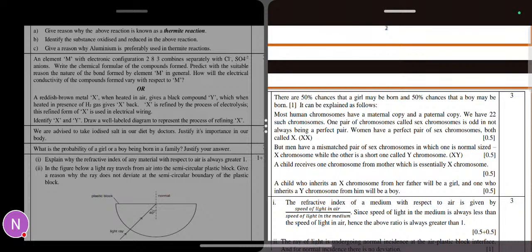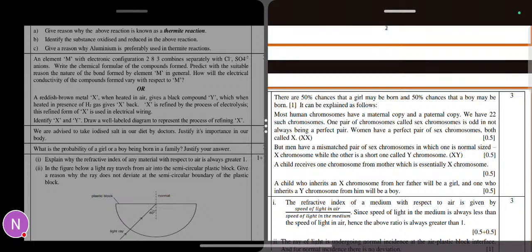Most human chromosomes have a maternal copy and a paternal copy. We have 22 such pairs. One pair of chromosomes called the sex chromosomes is odd in not always being a perfect pair. Women have a perfect pair of sex chromosomes, both called XX, but men have a mismatched pair of sex chromosomes, in which one is a normal sized X chromosome while the other is a short one called the Y chromosome.